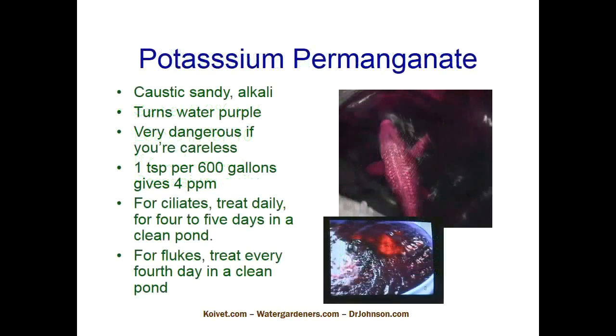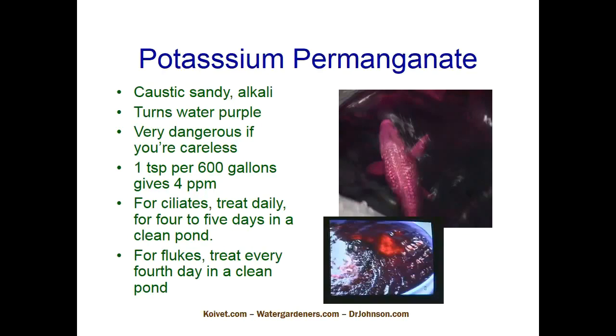So, leaving the ciliated protozoan parasites, that category of parasites, we're going to talk briefly about potassium permanganate, because potassium permanganate has a good spectrum against the ciliates, and kind of a side benefit, controlling bacterial infections in very large ponds.